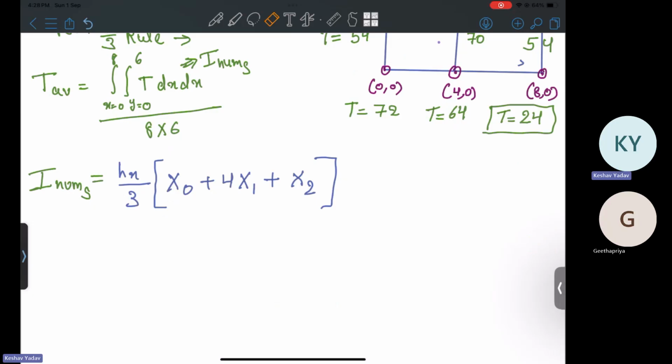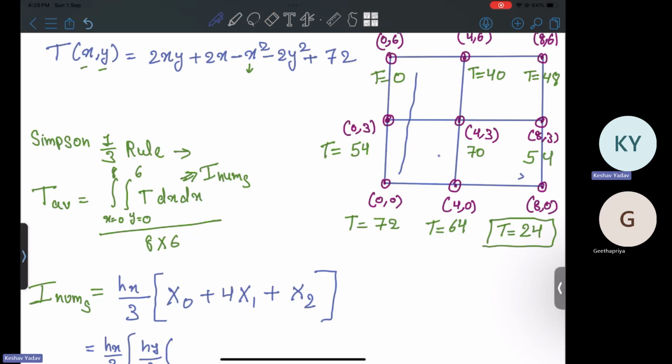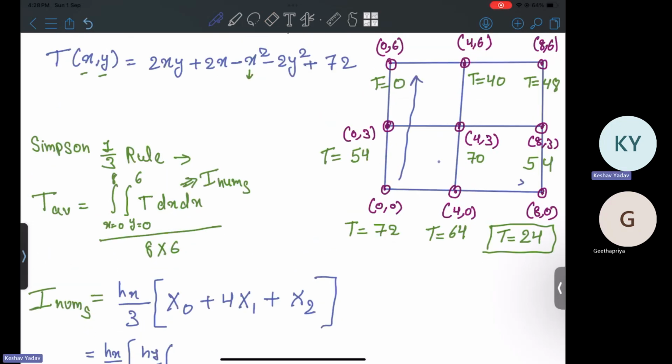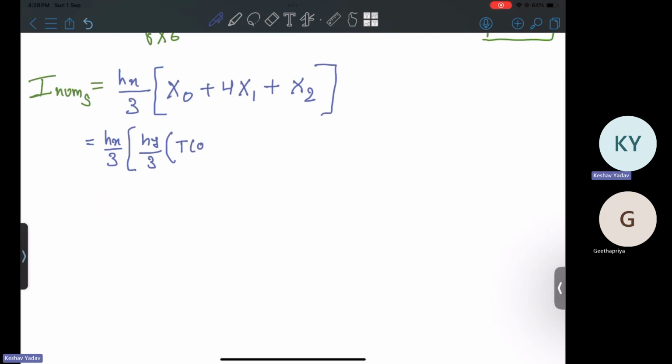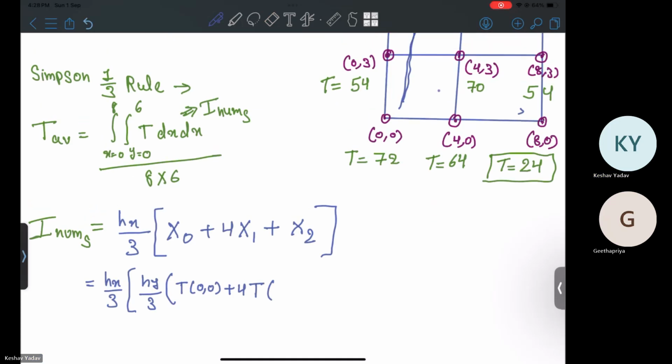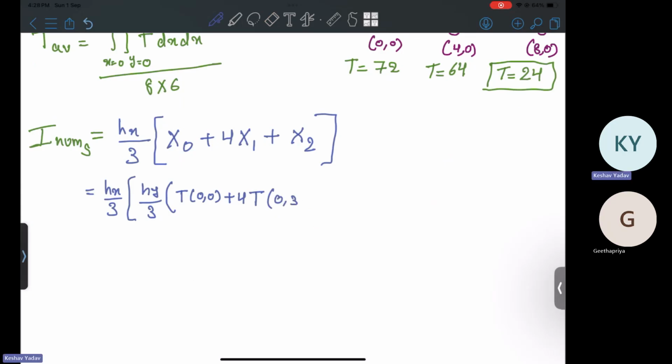So that will be equal to Hx by 3. Here I will write Hy by 3. If I am writing in this line, that will be equal to T 0, 0 plus 4 times T 0, 3 plus T 0, 6. This is what we will get.